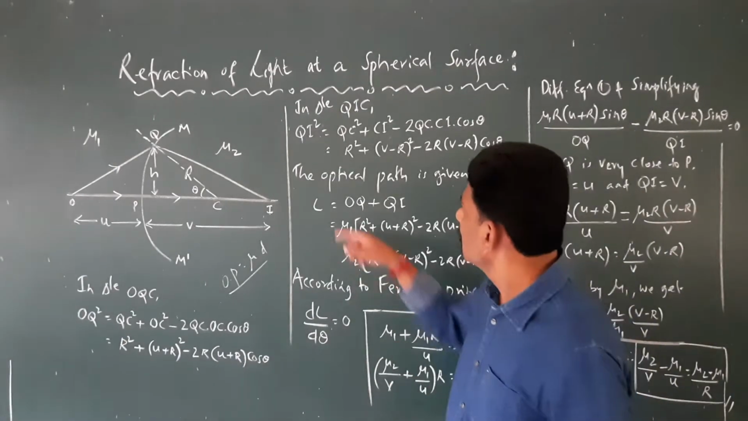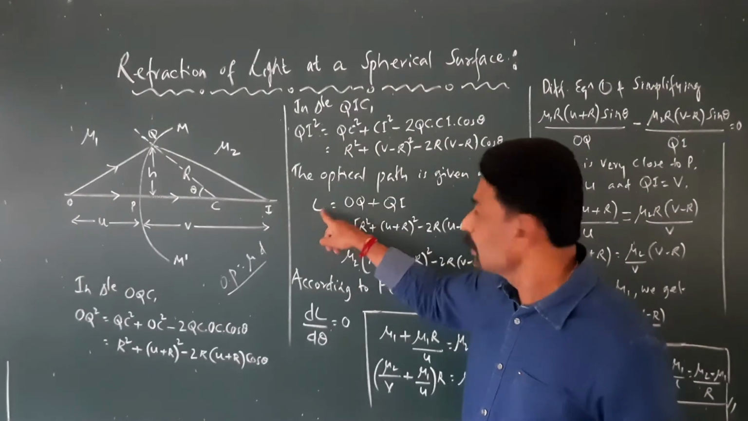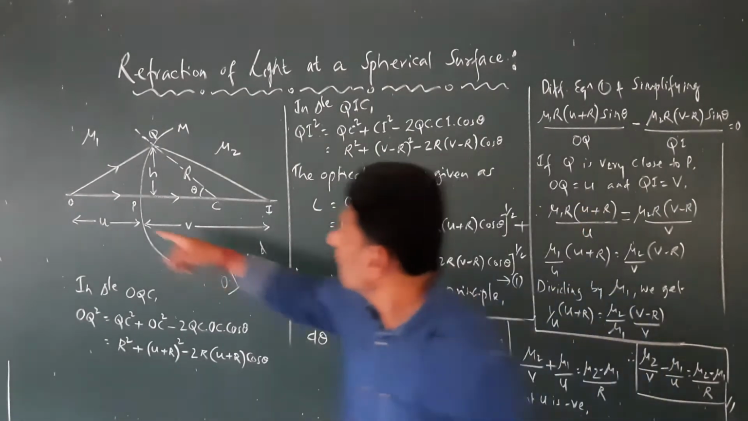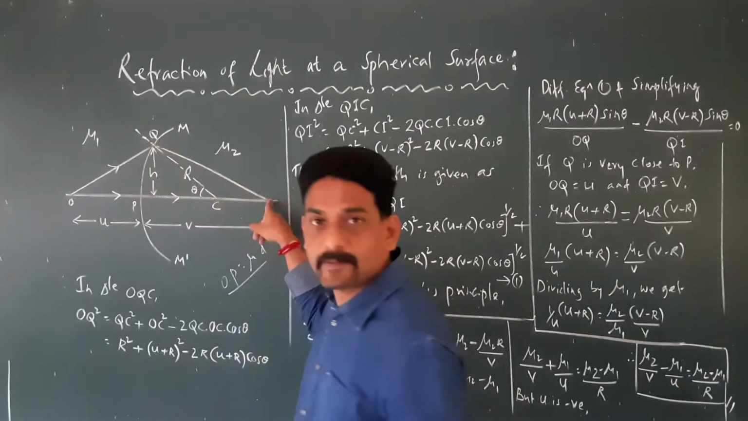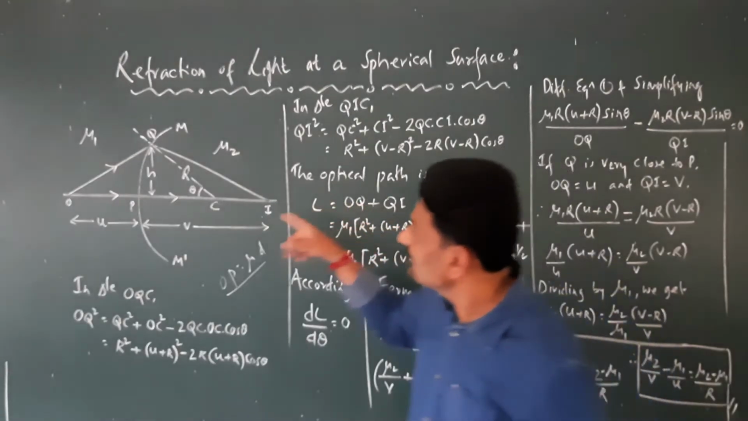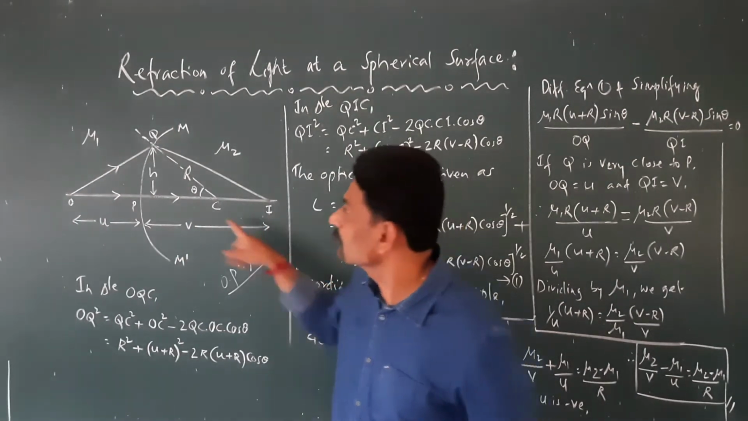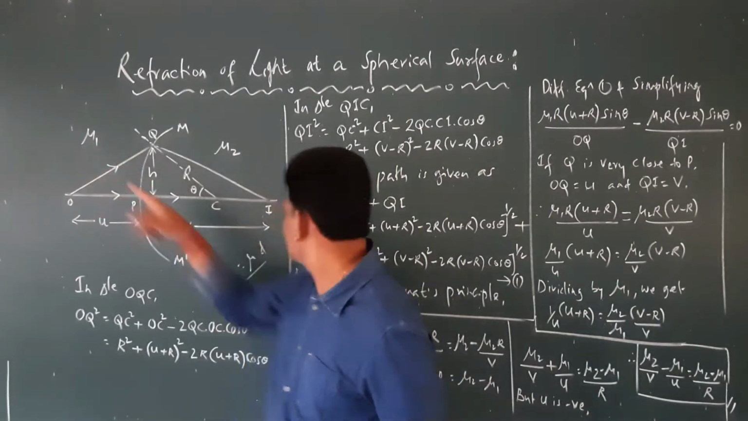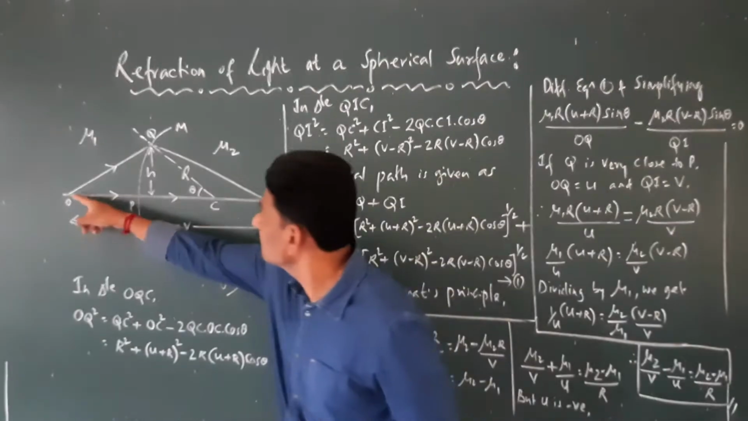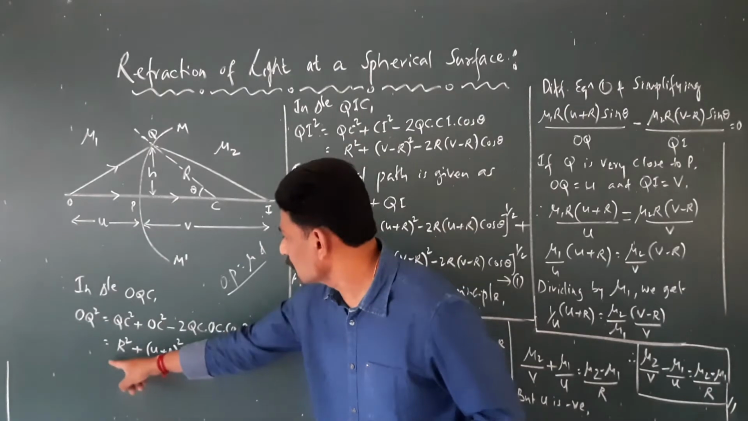Therefore, the optical path is given as L equals OQ plus QI, the distance traveled by the ray of light. But what is OQ? OQ is nothing but the refractive index times the distance traveled. What is the refractive index now? Mu1. So mu1 into this distance. What is OQ? Here we have OQ square. So OQ equals what?